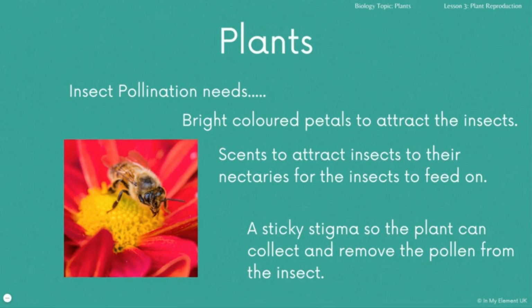The sticky stigma will allow pollen to be collected and removed to and from the insect. Then when they land on the next plant, they can deposit that on the stigma. They will have originally taken that pollen from the anther of another plant. It could be done even within the same plant as the insect moves about.